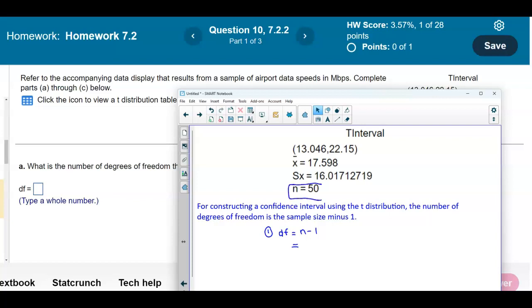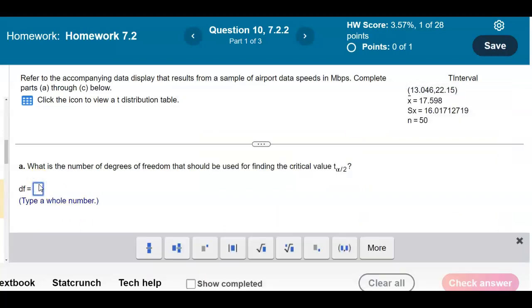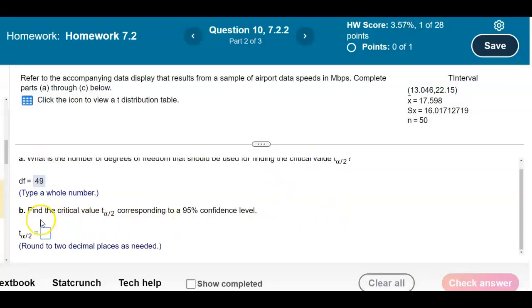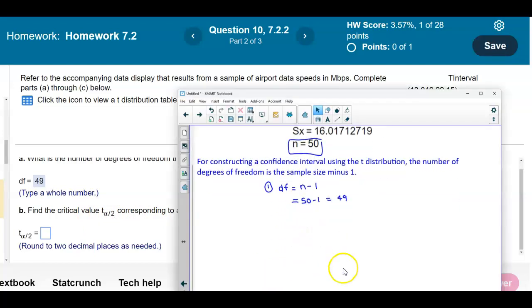Well, the sample size is 50. So 50 minus 1 is going to give us 49. So therefore we can put in here the degrees of freedom to be 49. Okay, now the next question says to find the critical value or the critical t-value corresponding to a 95% confidence level. So let's go ahead and do that in our next step.